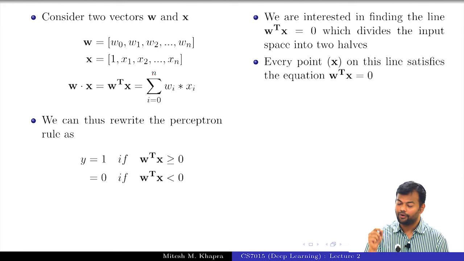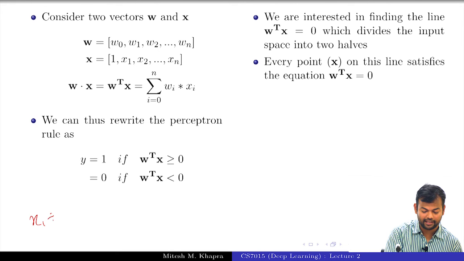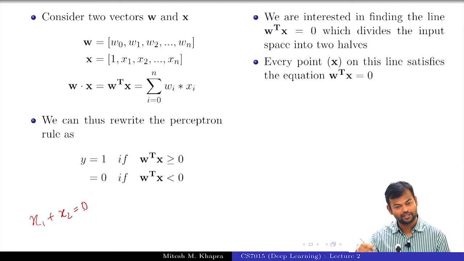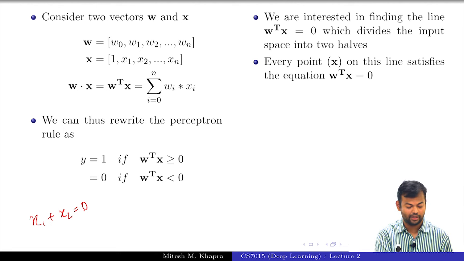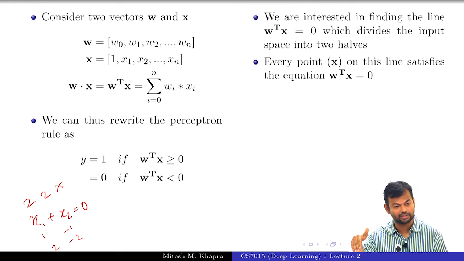Now every point on this line satisfies the equation w transpose x equal to 0. What does that mean actually? Just a simple example: if I have the line x1 plus x2 equal to 0, then all the points which lie on the line satisfy this equation, right? So you could have (1, -1), (2, -2) and so on, but (2, 2) cannot be a point on this line. Every point lying on this line satisfies the equation w transpose x equal to 0.